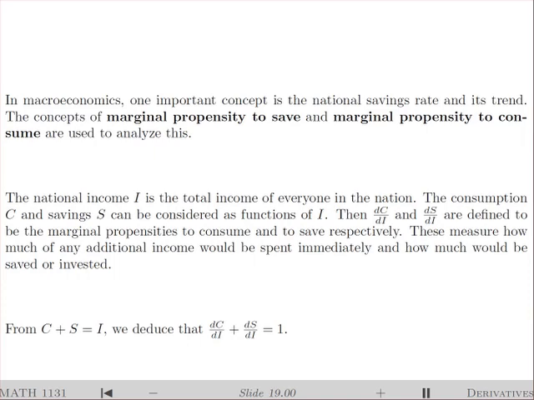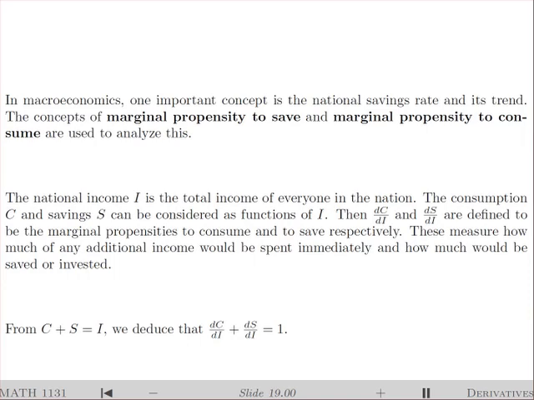These are called the marginal propensity to consume and the marginal propensity to save. So these are rates of change of consumption and savings with respect to income. In mathematical economics, they are defined as the rates dC over dI and dS over dI, where C and S are the consumption and savings functions. Since consumption and savings should add up to the total income, that is to say C plus S equals I, we see that the marginal propensity to consume plus the marginal propensity to save must be equal to 1. Whatever is not used immediately is saved for future expenses.